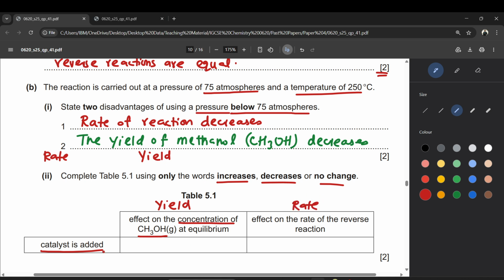From your theory or from your lectures, from your study, you must know that catalyst has no impact on the yield, zero impact. Because catalyst can only increase the rate of reaction, it cannot affect how much more can I increase my product. That is not the department of catalyst. That can happen only by pressure, temperature, or by concentration. So that's why I'm going to write no change over here. And definitely we know that if I add a catalyst, my rate of reaction increases.